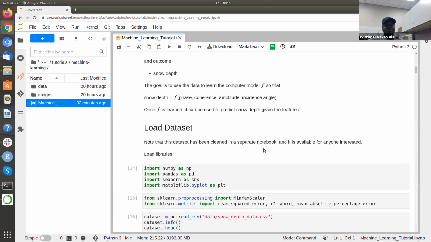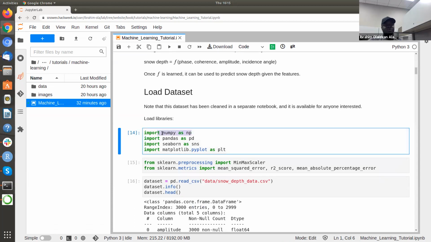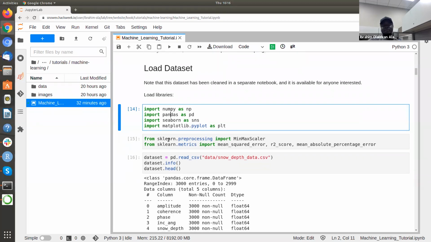So now we're going to load the data set into our JupyterLab, and I'm going to use all these packages. Most of these packages have been used in the past. NumPy is used for manipulating arrays. Pandas is used for manipulating data frames. Seaborn is going to be used for visualizations, and Matplotlib is also going to be used for visualization. And scikit-learn is going to be used for data processing and some error metric computation.